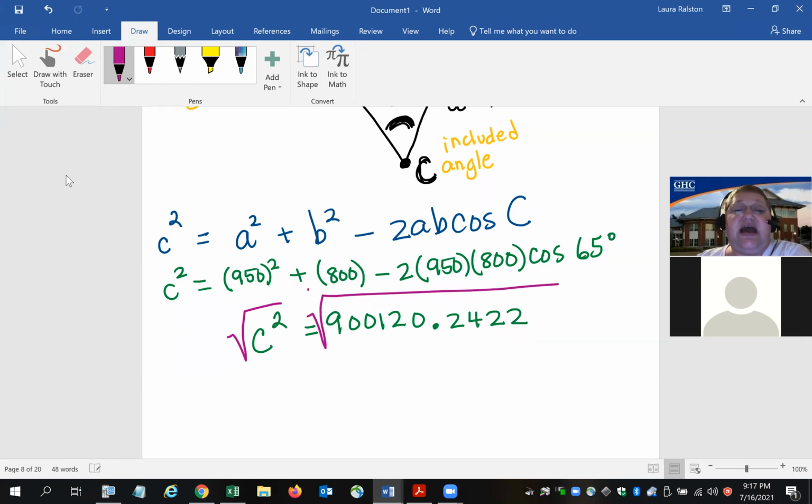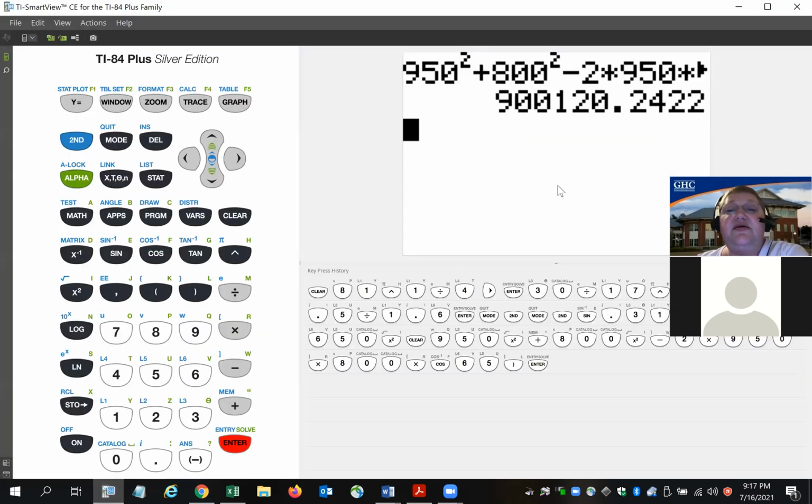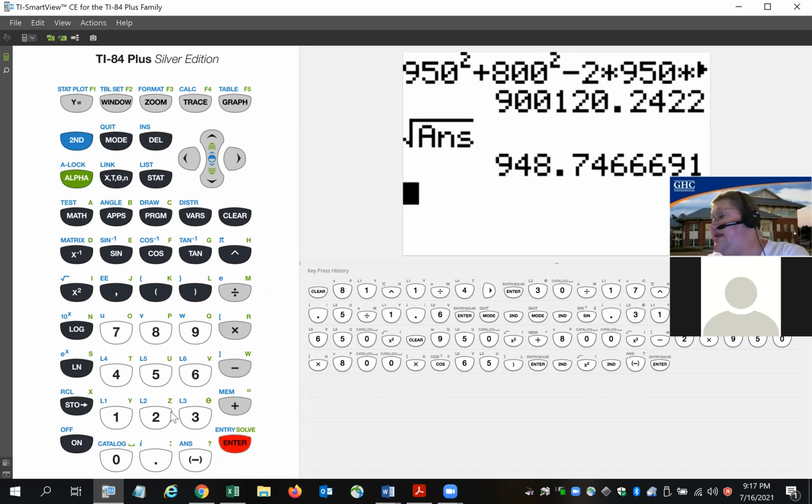And typically we have to worry about whether it's positive or negative. So C equals, I need to take the square root of this number, so I'm going to do second square root, and then I'm going to pop my answer in there and hit enter. And I get 948.746691.